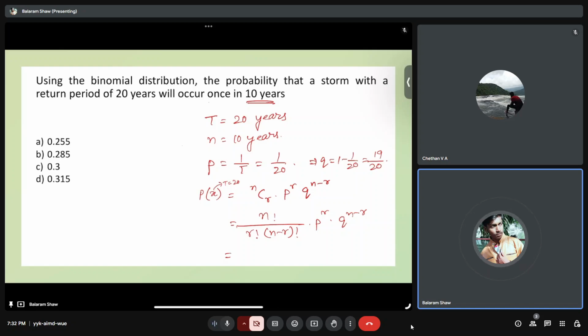So it is like once in 10 years. So r is 1, and n will be 10. Just use this. The answer will be 10 factorial by 1 factorial into 9 factorial, into p, which is 1/20 to the power 1, into 19/20 to the power 9. Just calculate this.